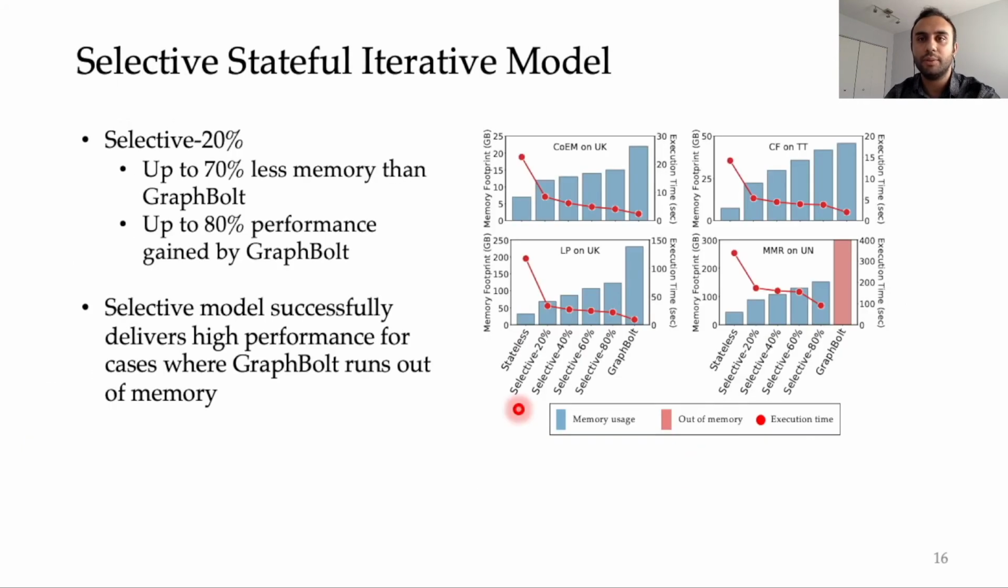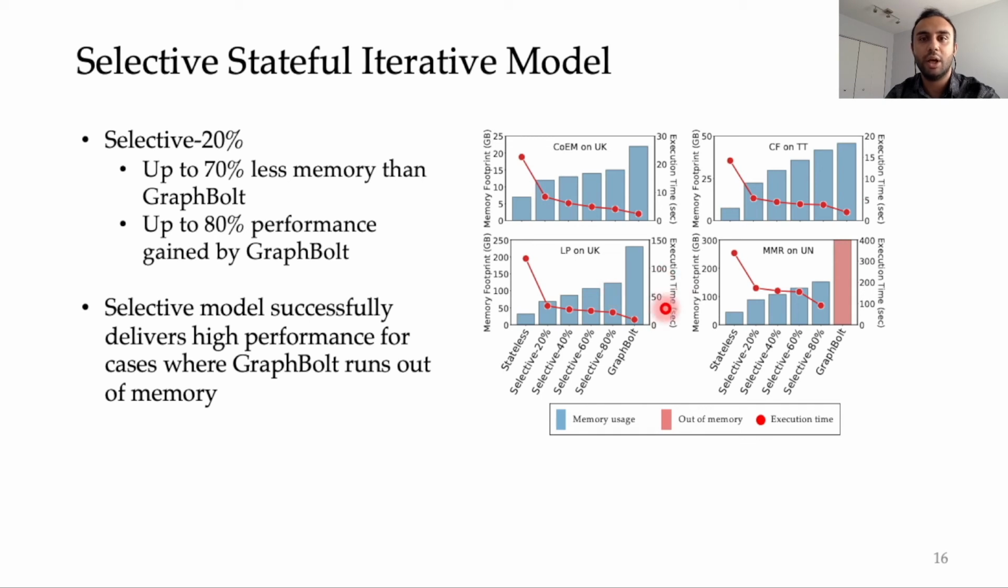Here I am showing the performance of our selective stateful iterative model. On the x-axis, we have our selective model where the percentage of vertices whose intermediate state is tracked is varied from 20 to 80%. And then we have GraphBolt on the right, which tracks the entire intermediate state, and the stateless execution on the left. The bars indicate the memory consumption in gigabytes, shown on the left axis. So lower is better here. And the points in red indicate the execution times in seconds, shown on the right axis.